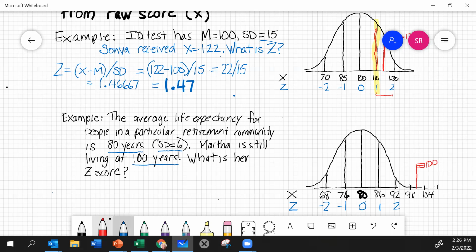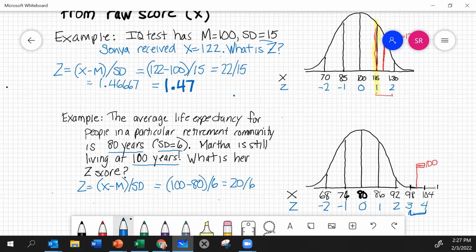And what does this correspond to? Well, we know that 98 corresponds to 3 standard deviations. 104 corresponds to 4 standard deviations. So we know the score is going to be somewhere between 3 and 4. Let's calculate and find out what it is. Our formula, z equals x minus M divided by standard deviation, equals Martha's age of 100 minus the mean of 80 divided by the standard deviation 6, equals 20 divided by 6.